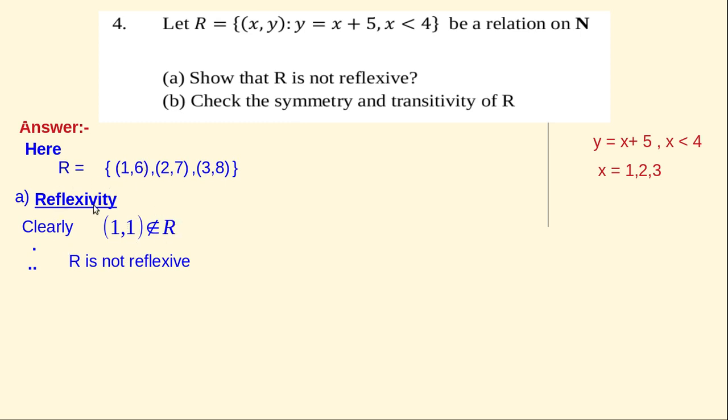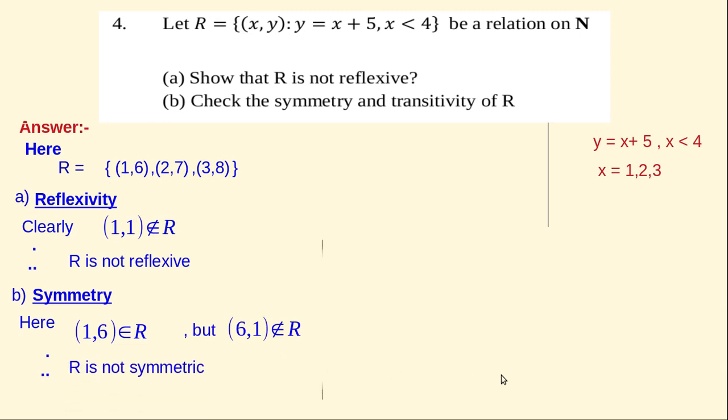Okay, to disprove a statement, it is enough to write a single example. What may be the example? No problem at all. Now let us check the symmetry. Clearly it is not symmetric. What is the reason? (1, 6) is an element of R, but (6, 1) is not an element of the same relation. Therefore the relation is not symmetric.